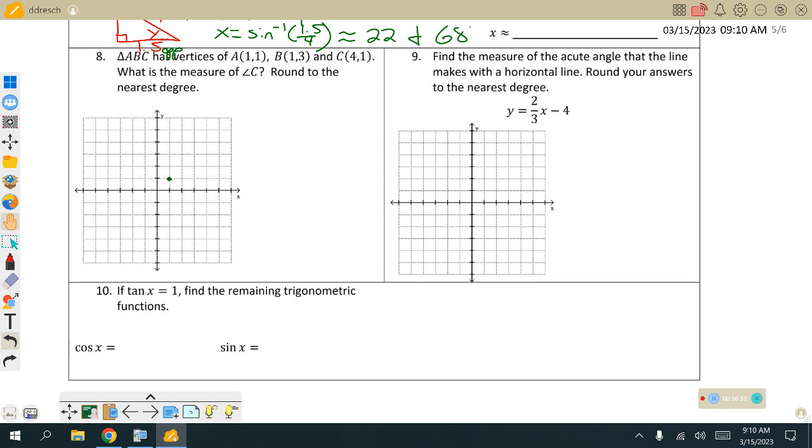A is at 1, 1. B is at what? 1, 3. And C is at 4, 1. And when we sketch that out, hopefully you realize everything we're doing has to be a right triangle. Well, what do we have? We have ourselves a right triangle. And then what are we actually trying to find? The measure of angle C.